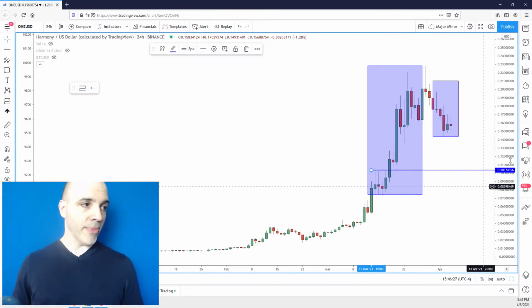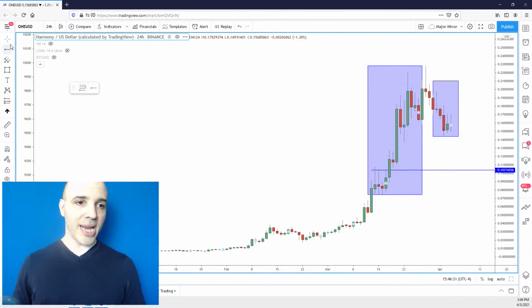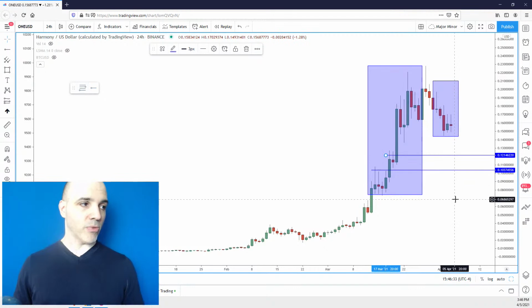You have one over here. As you can see, many coins are looking similar to this. They all have the same pattern where they have that big run up. They start to consolidate. The supports are way lower. And we don't know if we're going to get back to those supports. But I can tell you this.